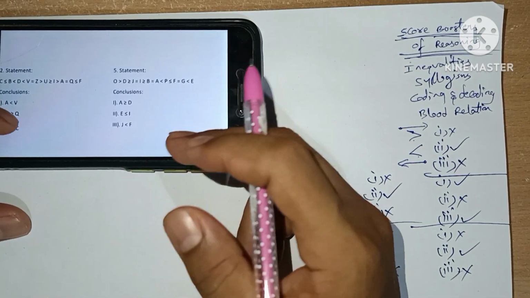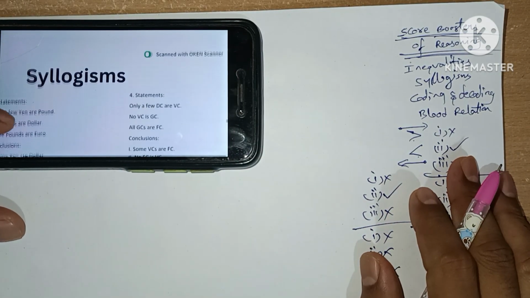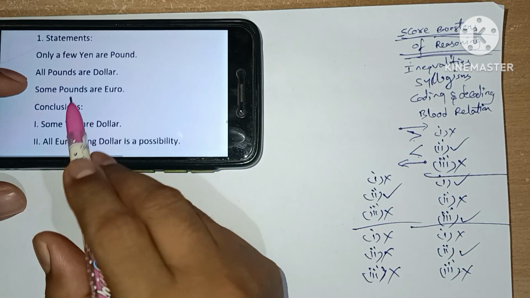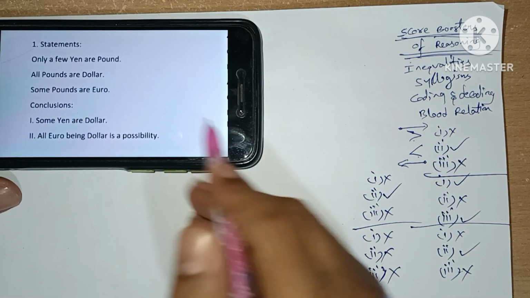Now we have completed inequalities. Now we are moving to syllogisms. Syllogisms, first question. Only a few N are pound.